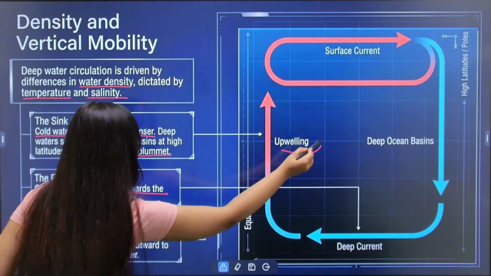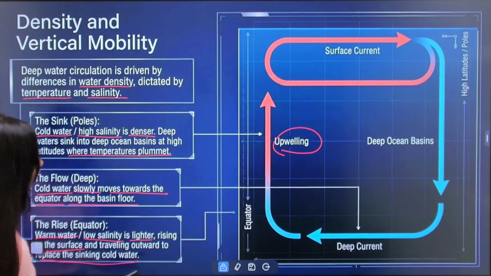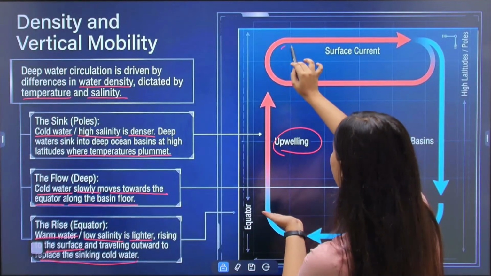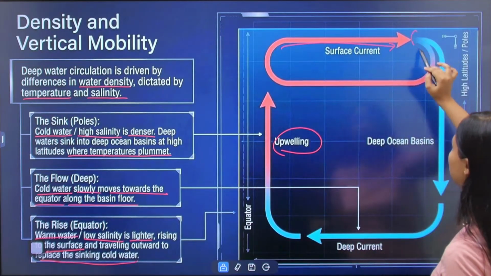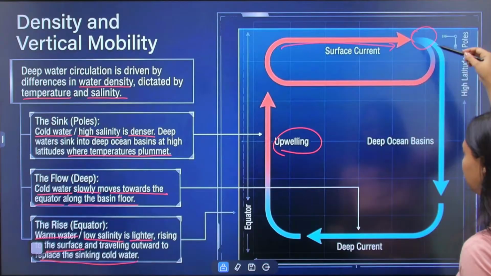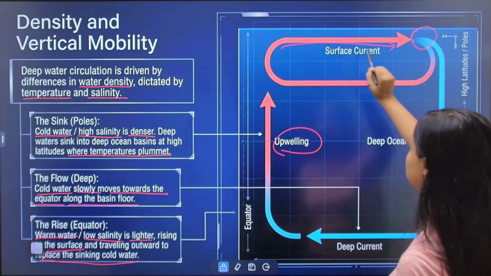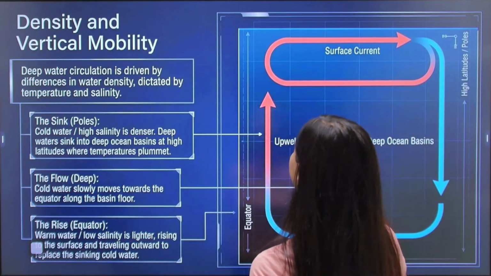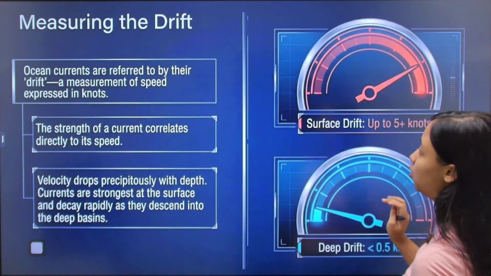This rising of water is known by the term upwelling, and it tries to travel outward to replace the sinking cold water. It goes up, then it travels horizontally. Why does it travel like this? To replace the cold water that had gone into the deep ocean basins. It had sunk in the deep ocean basins. It rises and then moves to replace that cold dense water. This is how vertical mobility through density differences occurs.